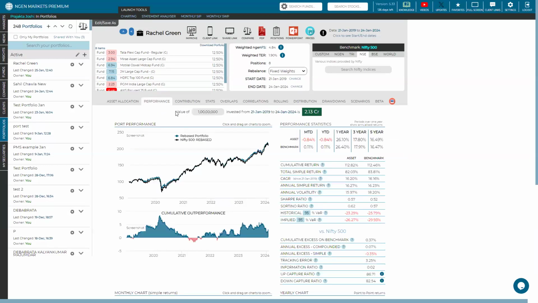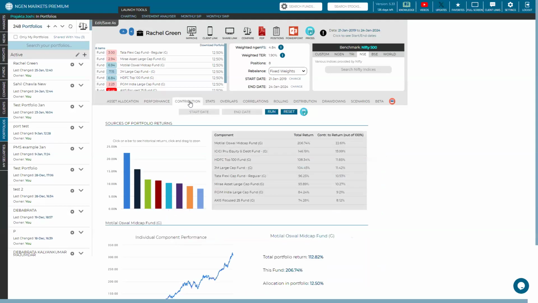Simply summarizing and going back just one step before we go ahead to contribution, we saw that the overall portfolio return is 112% over the last 5 years. Now we want to check which fund has contributed the best to this 112% portfolio return. For that, we are going to contribution analysis. The moment we come to contribution analysis, you will see all the components of the portfolio listed here one by one. After that, the first column that you will see is the total returns column. Let us first understand what this total return column means.